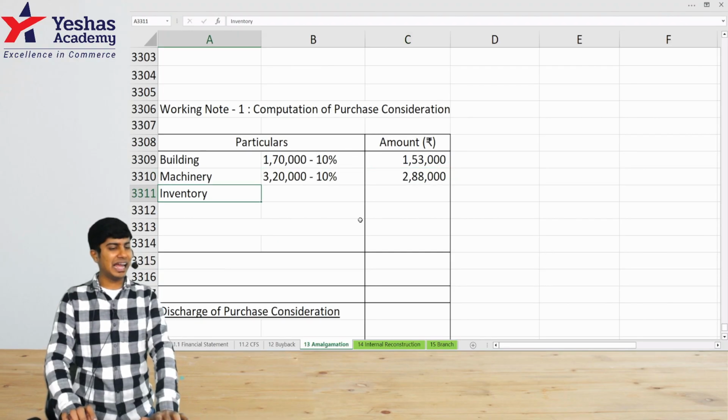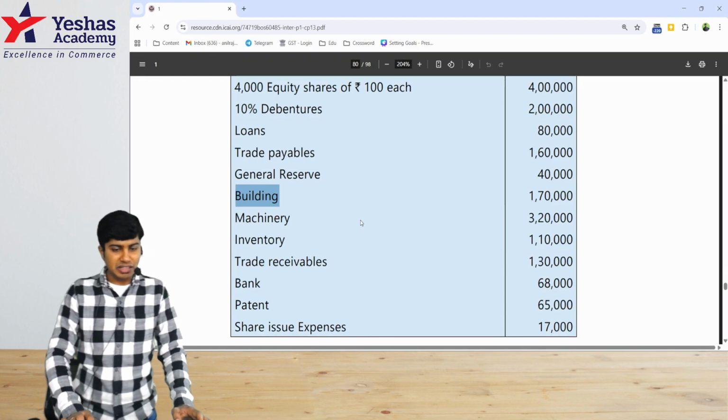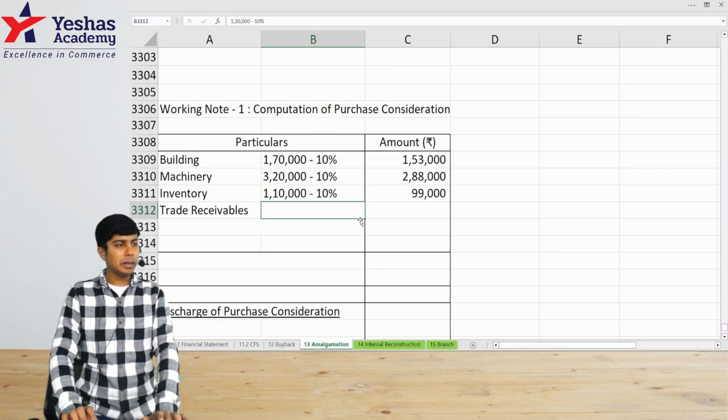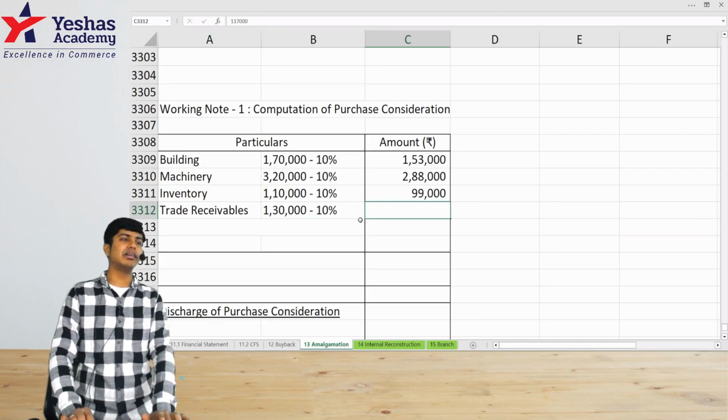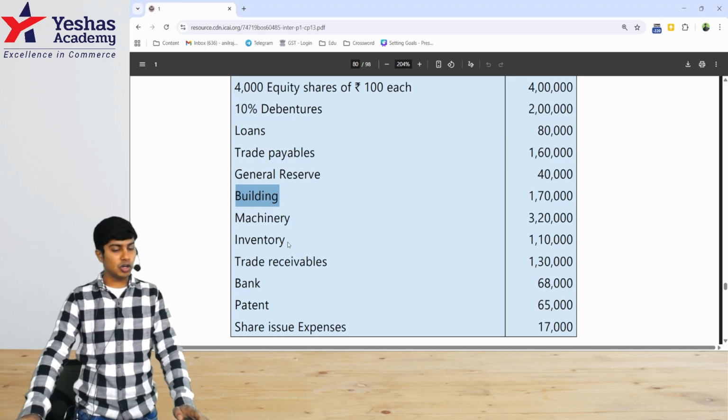Then I have inventory. Inventory 1,10,000 minus 10%, that comes to 99,000. Then I have trade receivables, 1,30,000 minus 10%, that is 13,000, so 1,17,000. Stop there. Bank and patent are not taken over, so we will not write it.